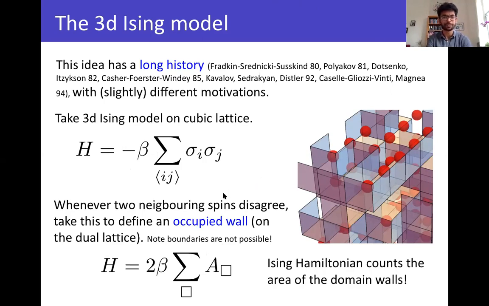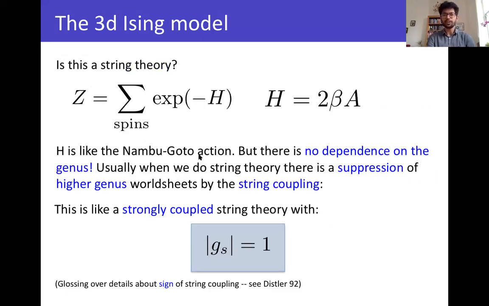Okay, very good. So this is what the Ising Hamiltonian is doing for you. Now, is this a string theory? It kind of feels like one, right? Because these domain walls are two-dimensional objects, and the Hamiltonian just measures the area of all of the domain walls. In other words, the partition function is just the sum over all possible spin configurations times the exponential of the Hamiltonian, and the Hamiltonian just measures the area. So if you imagine that this H is measuring the area, it's kind of like the Nambu-Goto action, right? Because the Nambu-Goto action just measures the area of all of these domain walls.